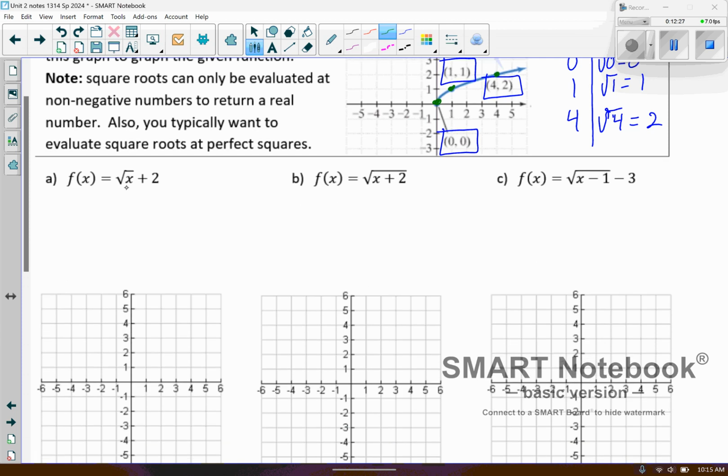So looking at this first one, I have f of x is equal to the square root of x and then plus 2. So that's going to cause me to move up 2 units. So my original 3 points are right here, the 0, 0, 1, 1, 4, 2. They're all going to move up 2 units. So up to here, and up to here. And I'll go ahead and connect those and put an arrow on the end. And there we go.